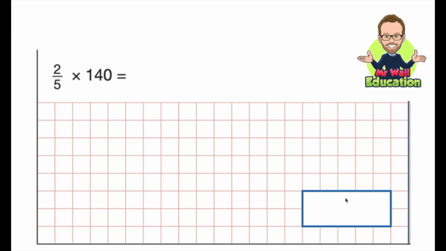Okay, we've covered all of the division questions, so let's have a look at the multiplication ones. So in this case, if we've got a whole number multiplying a fraction, all we need to do is multiply the numerator, the top number, by this whole number here. So 2 times 140 is 280. The final step is we need to put that denominator back on, but we don't change it. So it will be 2 times 140, which is 280. And make sure we put in the fifths there. So that's our answer, 280 fifths.